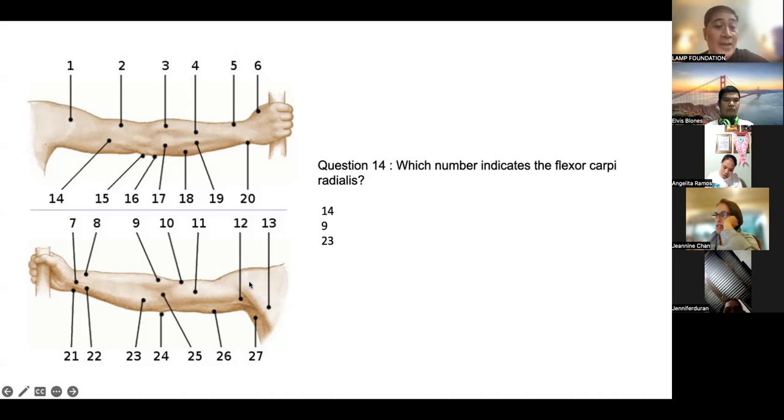Which number indicates the flexor carpi radialis? Number 9. No. Hindi mo to inaral? Number 14 po, Doc. No. So, ano mali na natira? 20. Okay, number 23. Flexor carpi radialis. Flexor, ha? I presume alam nyo ano ang flexor.